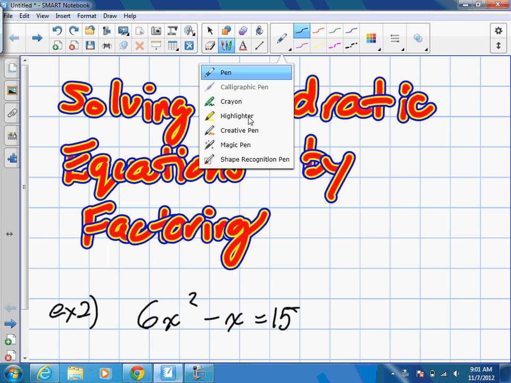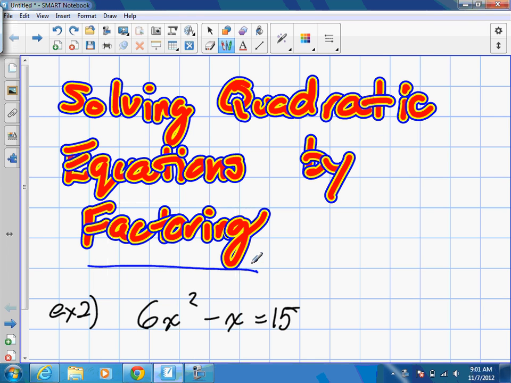Okay, we're going over solving quadratic equations by factoring. So in chapter 5, we went all over factoring. That was 2 chapters ago. That factoring is very important because we now are going to be applying it to quadratic equations.